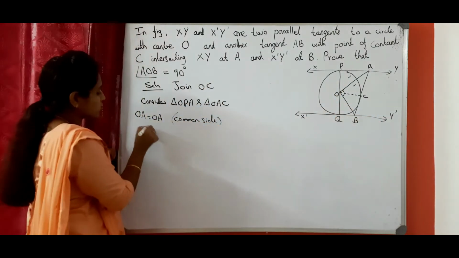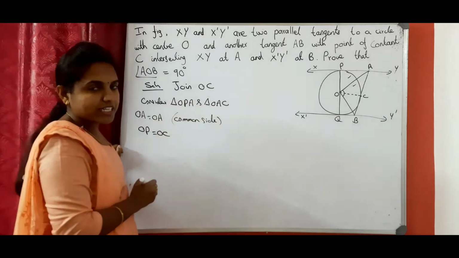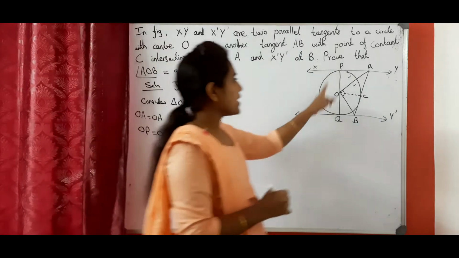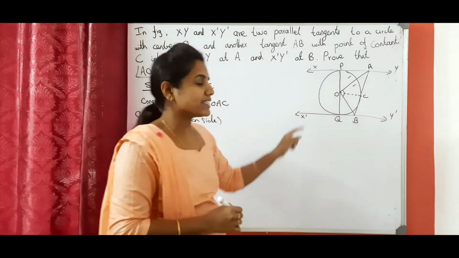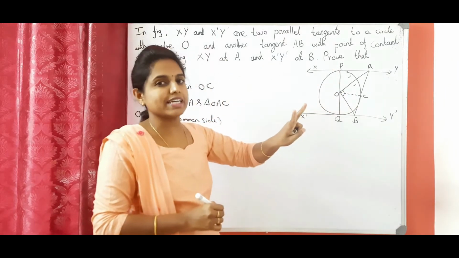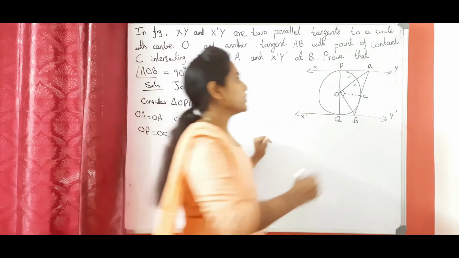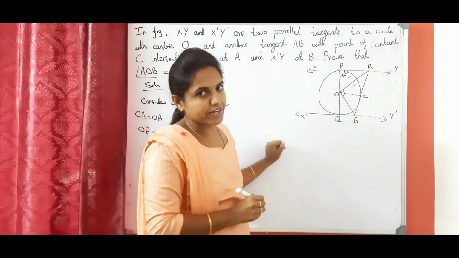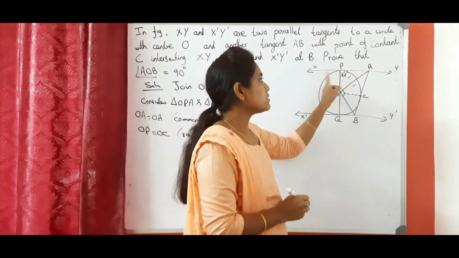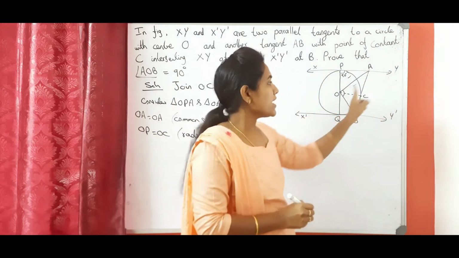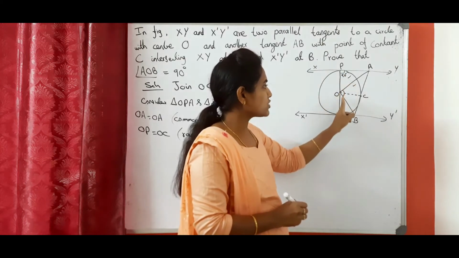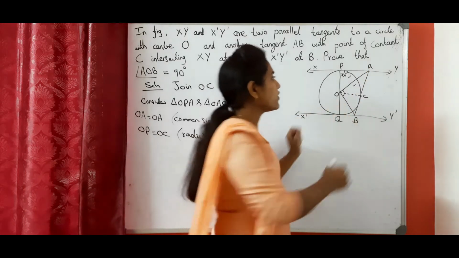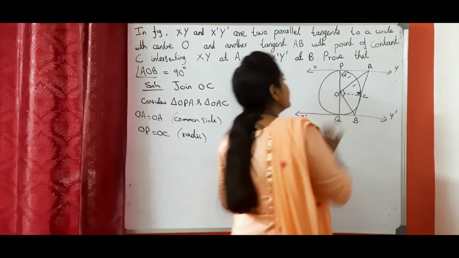Why OP equal to OC? Because they are the radii of the circle. Both are equal, right? So OP equal to OC. Now we got in the two triangles corresponding two sides equal. And also we know that here the angle is 90 degree. Why? Using theorem 1, we know that the radius is perpendicular to the tangent. Also OC is the radius, perpendicular to the tangent AB. Therefore, here also the angle is 90 degree.